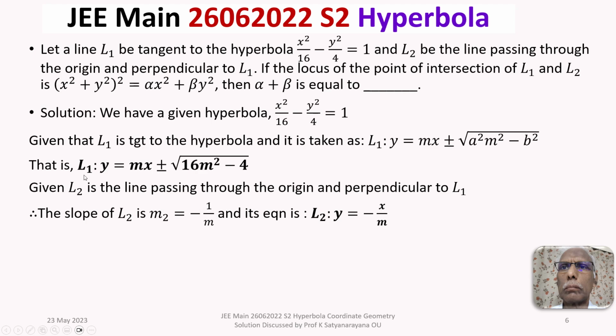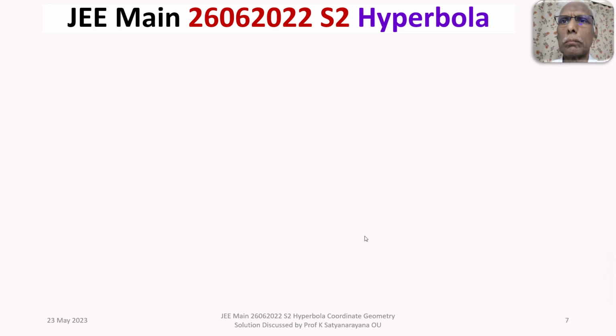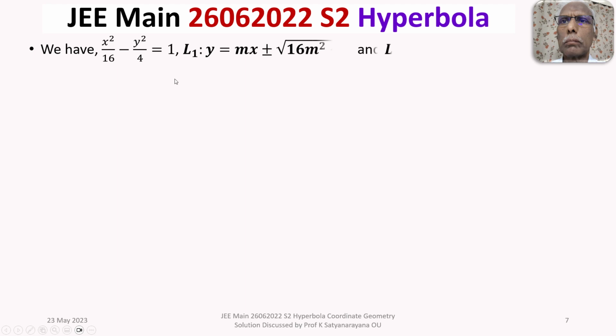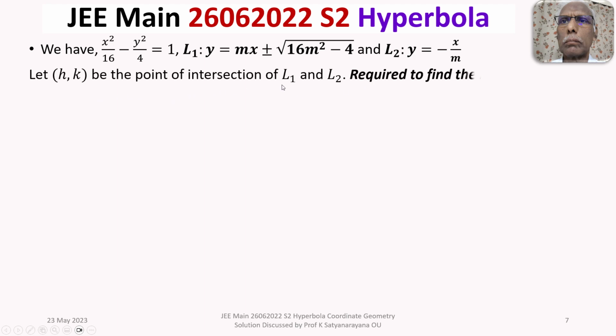We know L1, we know L2, and the point of intersection of L1 and L2 is given to be h comma k, and we are required to find the locus of h comma k. We do it in the next slide. We have the hyperbola, we have the tangent, we have the line L2. Let h comma k be the point of intersection of L1 and L2, and we are required to find the locus of h comma k.